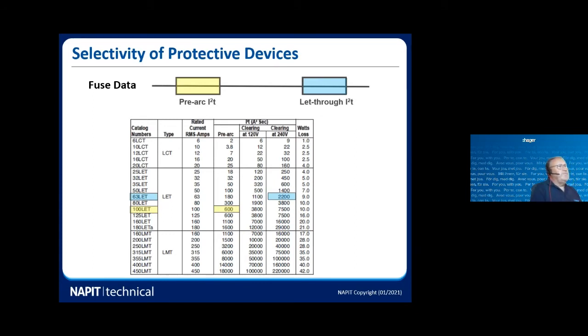So which fuse downstream from a 100 amp upstream fuse could provide selectivity? Hopefully you might see there it's the 35, 32, 25 or less type of rated fuses. So we've got to have the clearing value 600 or less. So a 32 amp fuse could provide total selectivity to a 100 amp supply fuse.